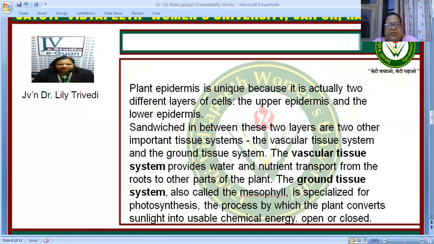The vascular tissue system consists of xylem and phloem. It provides water and nutrients from the roots to other parts of the plant. And the ground tissue system, called the mesophyll, is specialized for photosynthesis, where it converts the sunlight into chemical energy.